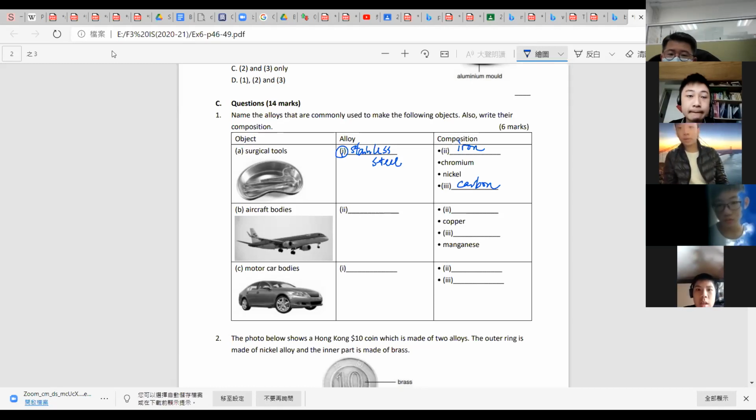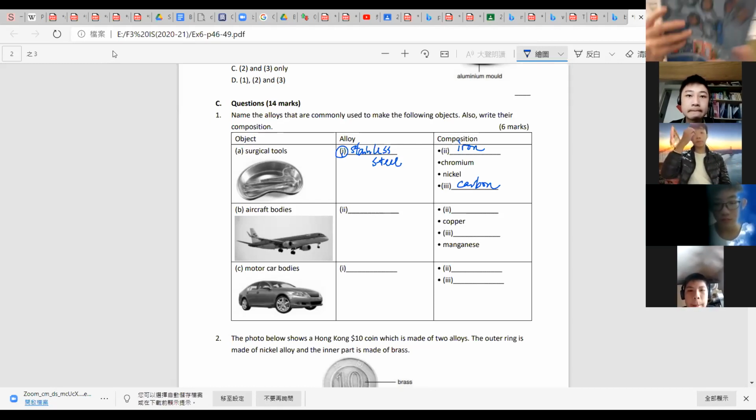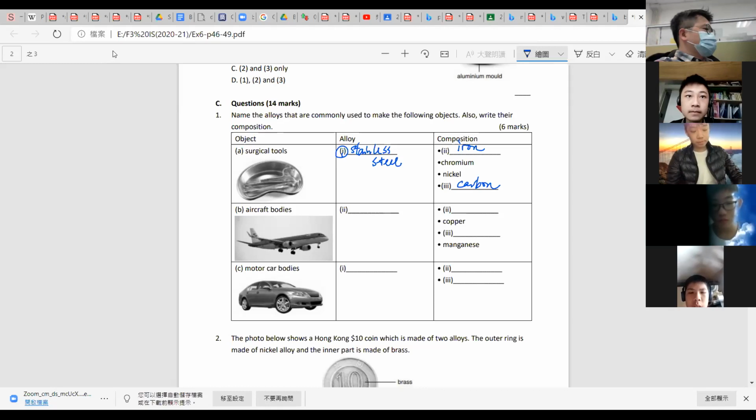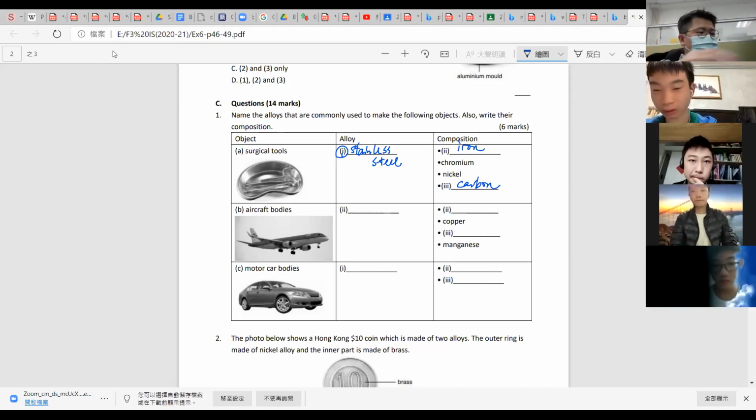The second one, aircraft body. Carbon steel?